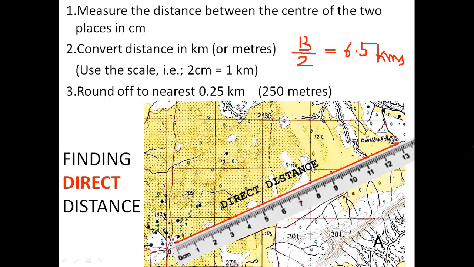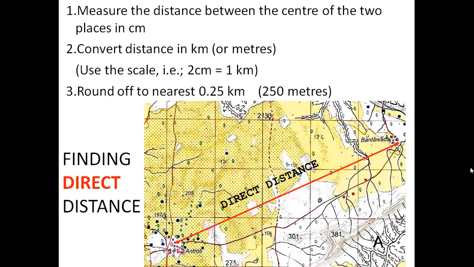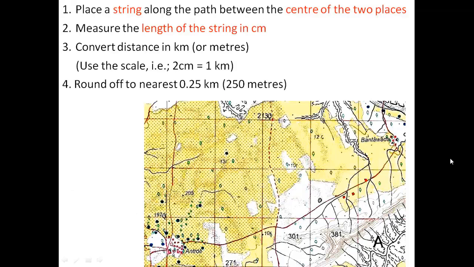After the decimal, whatever value you get, you have to convert it into meters, or you can say round off, like 0.25 kilometers can be converted into 250 meters. In this manner, one can find direct distance between the two points on a topographical map. Now we'll learn how to find indirect distance on a topographical map.